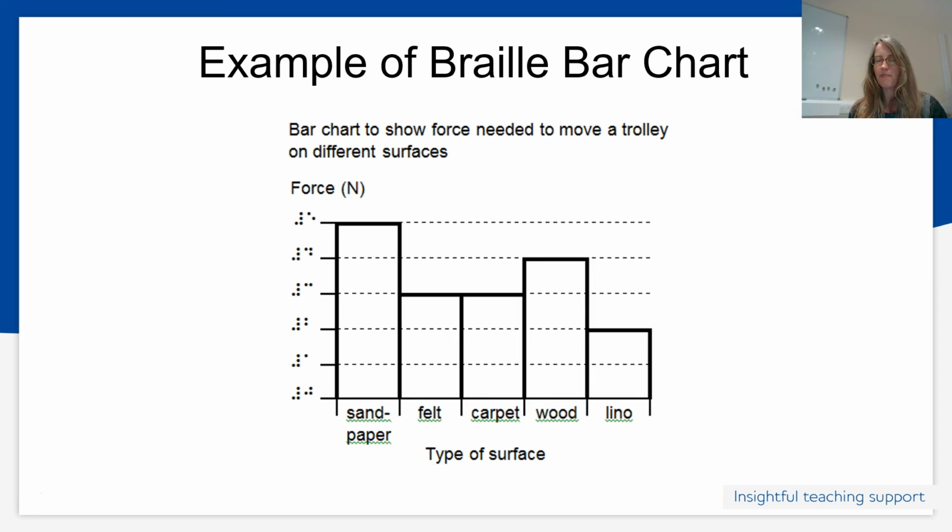You can see that I've done this in print just so it's not all Braille, and it's a bit more accessible for most of you who are listening to this presentation. We've got all the names of the different surfaces written there underneath each bar. I've used open bars here just, again, to make it easier for the pupil to track along and back to the vertical axis to read off the force values.